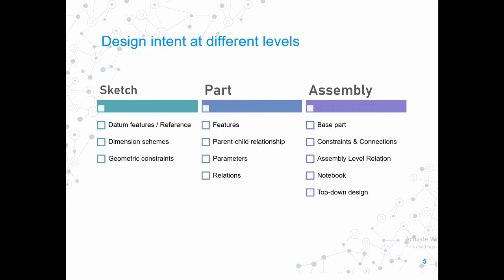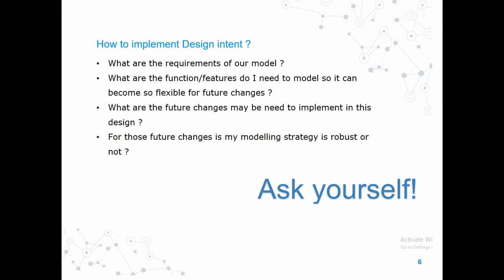I'll try to post another video with a complete demonstration of all the various aspects of design intent, so you can understand it in a better way. Now, how to decide what kind of strategies we have to use for our model? Simply ask these questions to yourself: what are the requirements of the model, what features and functions do I need to model so it can become flexible for future changes, what future changes may need to be implemented in this design, and for those future changes, is my modeling strategy robust or not.